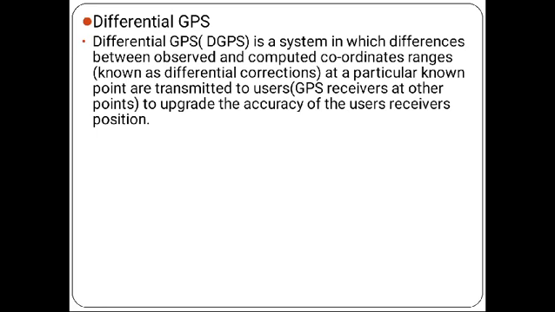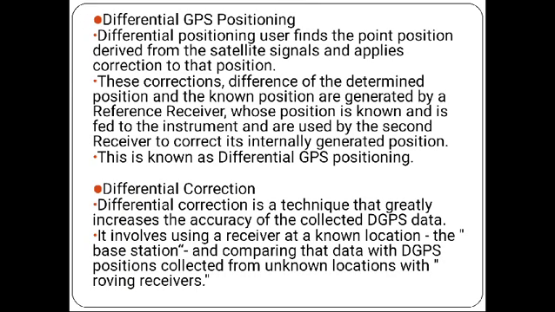Differential GPS is a system in which the difference between observed and computed coordinates or ranges, known as differential correction, at a particular known point, is transmitted to user GPS receivers at other points to improve the accuracy of the user. Differential GPS positioning is used to find the point position derived from satellite and apply corrections to that position. These correction differences are determined at the known position and generated by the reference receiver whose position is known, then fed to the instrument and used by the second receiver to correct it. This is called differential GPS positioning.